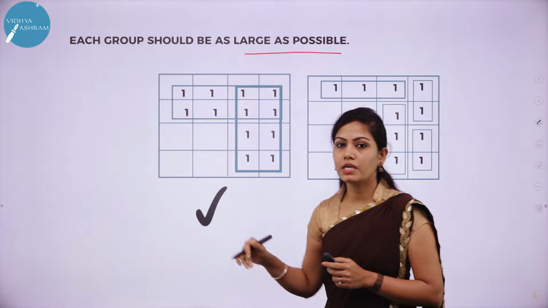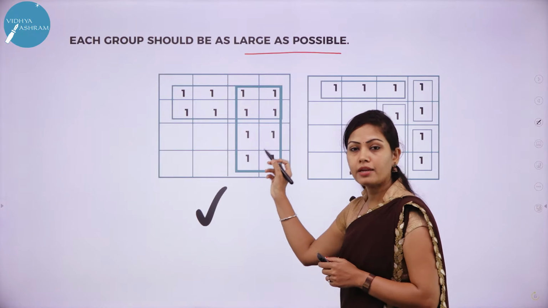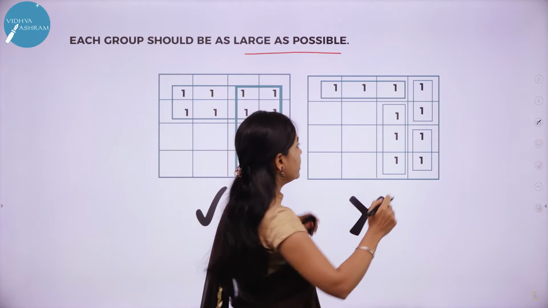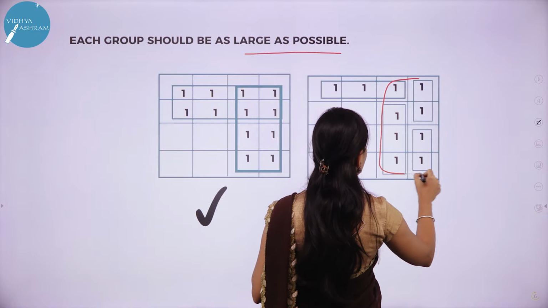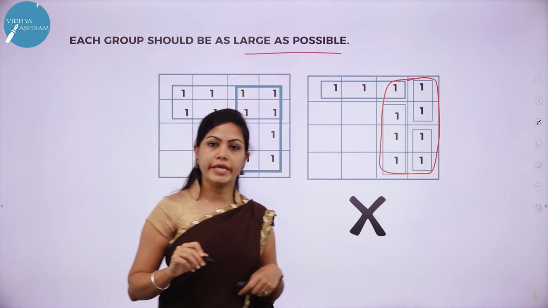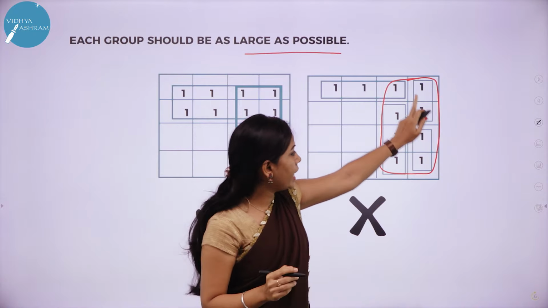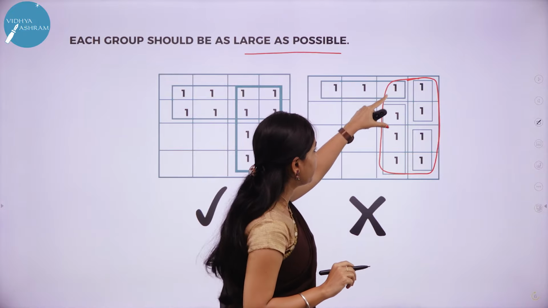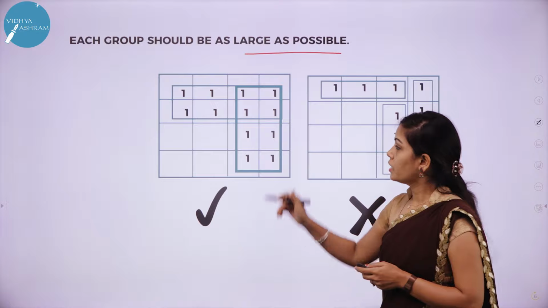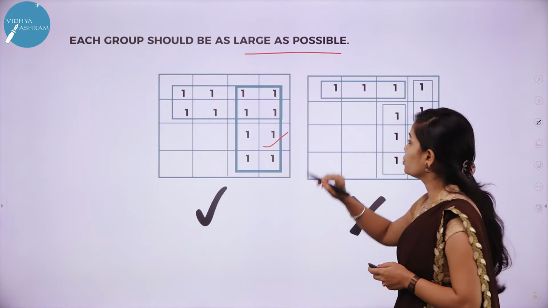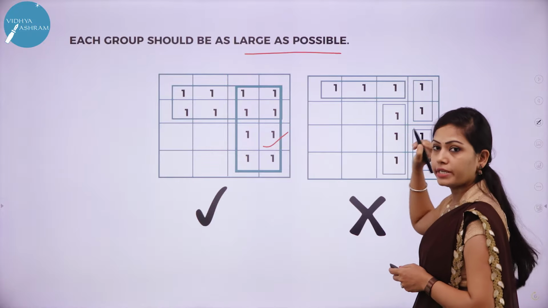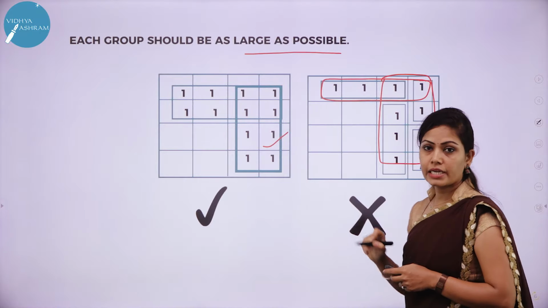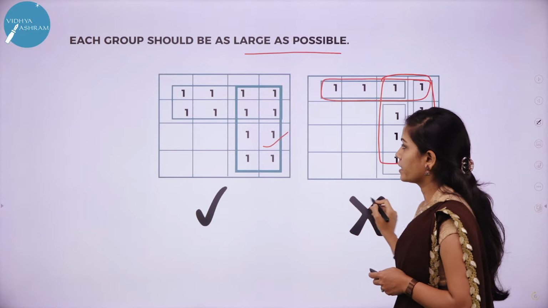Next rule, each group should be as large as possible. Try to cover all the adjacent ones. You can use a pair, octet and quad, but you should not use these 3 adjacent ones. Here directly you can use an octet because we have 8 adjacent ones. You should not separate this. You should not use 3, 3, 2, 2. Directly you can make an octet of these 8 adjacent ones, and directly make one quad. So this is correct. This is wrong.